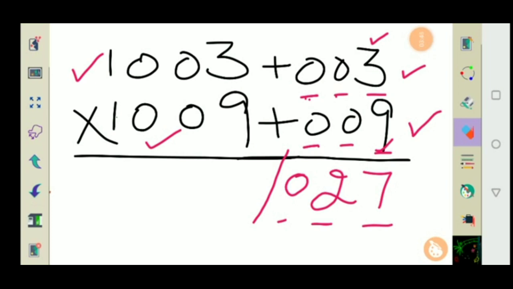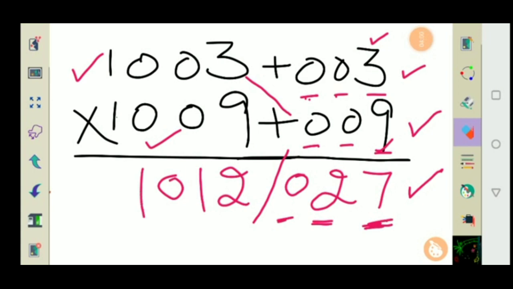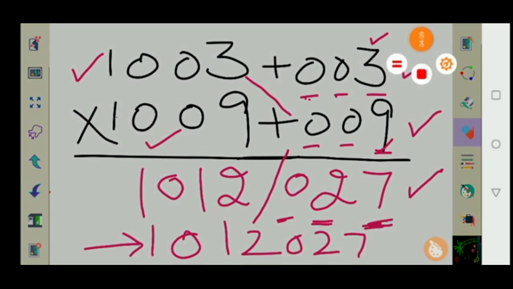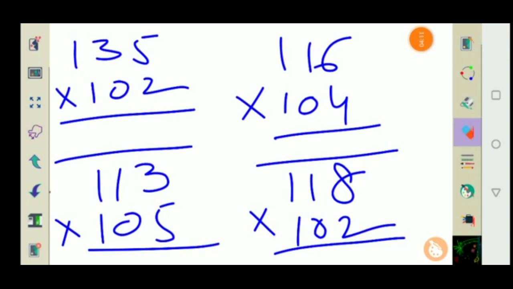Now should I repeat again? Multiply 3 by 9, you will be getting 27. I need 3 zeros because in my base there are 3 zeros, so I will be writing 027. Adding 1003 to 9, you will be getting 1012. So our answer within a few seconds is 1012027.